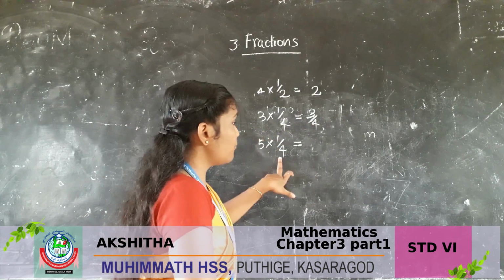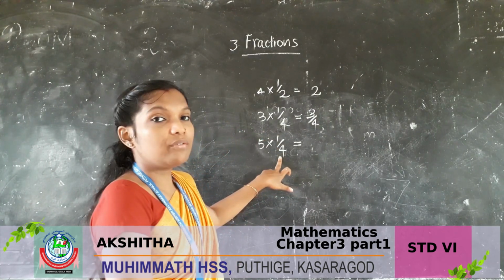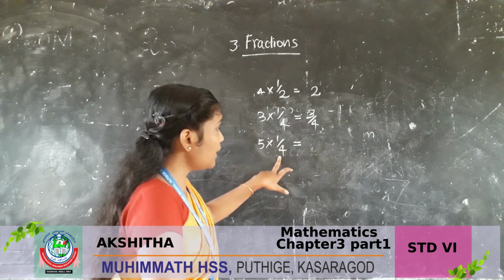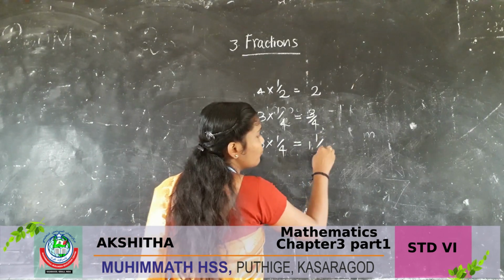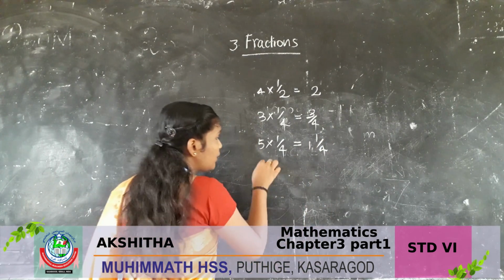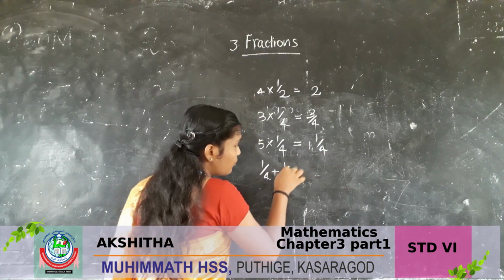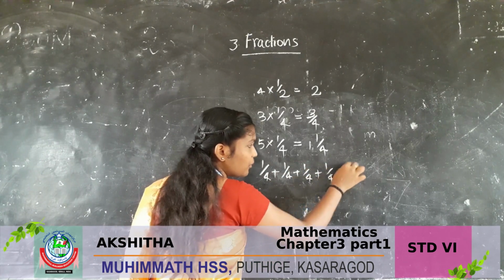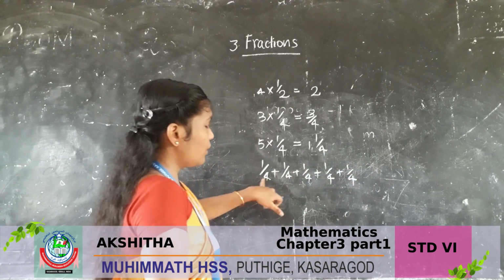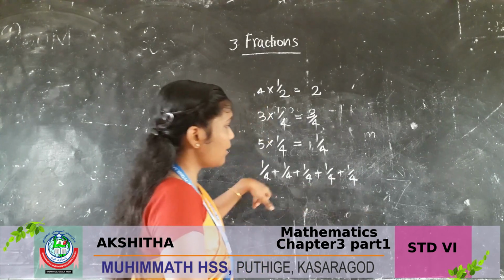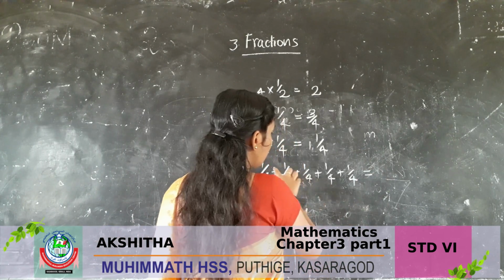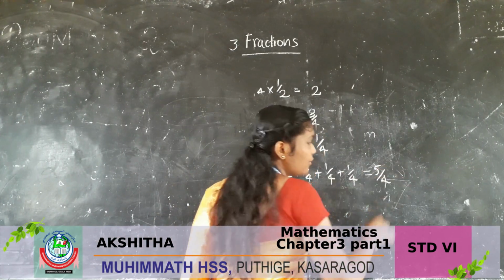5 times 1 by 4. What is the answer? How can we find this? 5 times 1 by 4 means 1 by 4 plus 1 by 4 plus 1 by 4 plus 1 by 4 plus 1 by 4. 1, 2, 3, 4, 5. 5 times 1 by 4. So 5 times 1 by 4 is equal to 5 by 4.